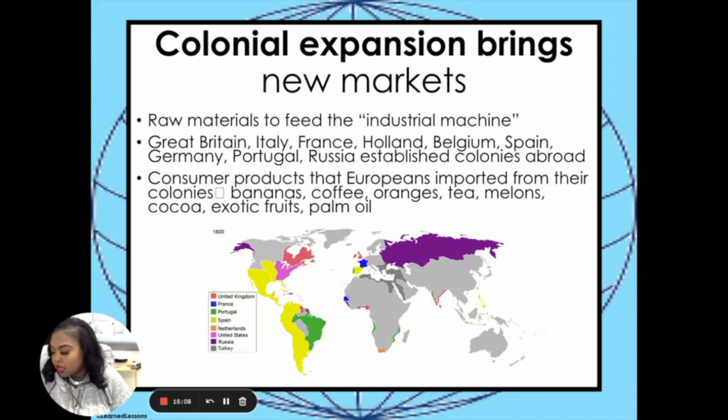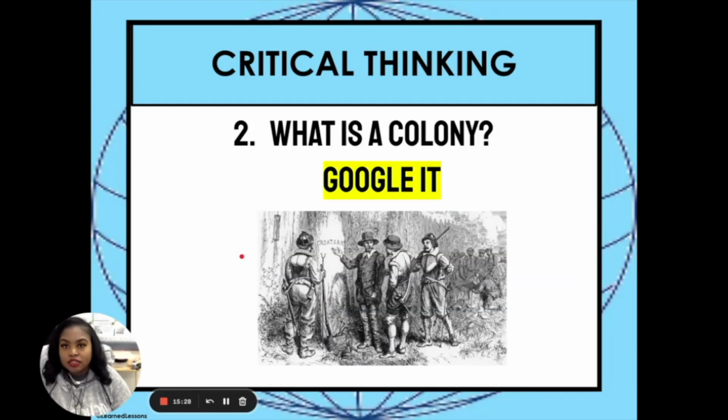All right, so as we just talked about in terms of the Industrial Revolution, when you gain colonies, you gain these raw materials. Some of these raw materials include bananas, coffee, oranges, tea, melons, cocoa, exotic fruits, oil. All right, so your second critical thinking question, which should be at the top of page 2, says, what is a colony? If you don't know, Google it. Doesn't have to be a complete sentence.